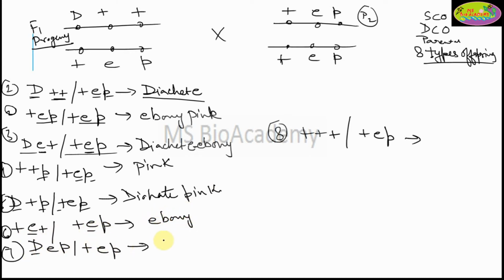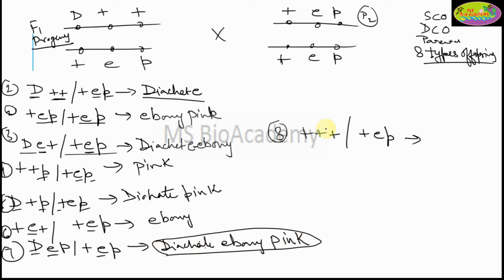Now again here dicheat will be present, and E and P both are present, so that means ebony is also present, pink is also present. Here all the 3 mutations will be expressed, right? Now look at this one, no D is there. Okay, all the wild forms. Then E and P are also present in the single form, so none of these mutated phenotypes will be expressed. It will be wild type, all right, no mutations occur here.